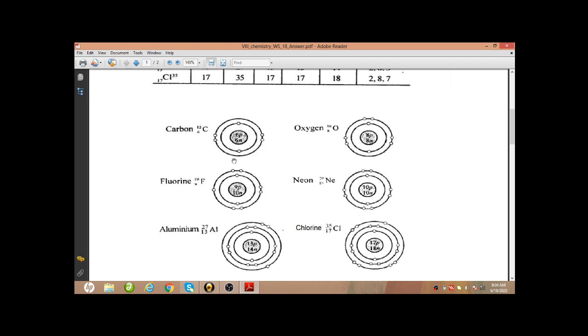So this is the structure of carbon, this is the structure of oxygen. Same as from the electronic configuration we have got the structures, no? So we just have to put the number of electrons in proper manner in the shells. This is chlorine. In the first shell 2, in the second shell 8, in the third shell 7. For aluminium this is 2, 8, 3. Okay, like this.